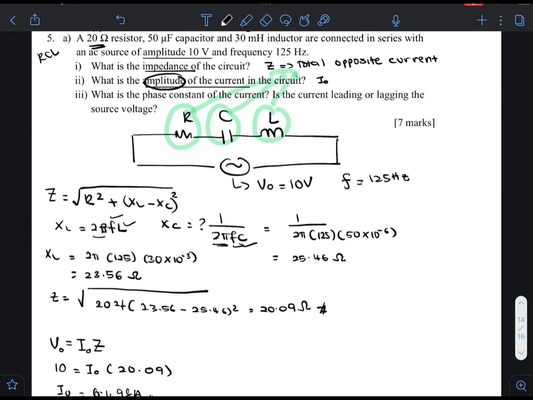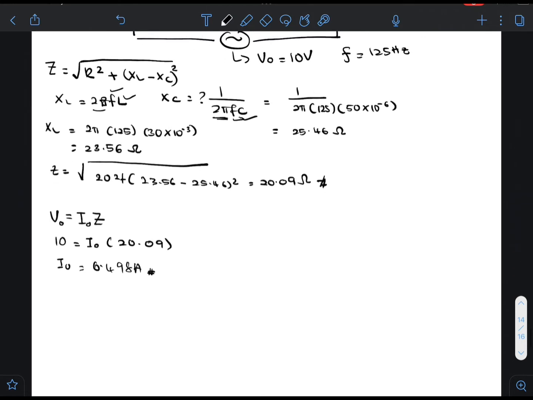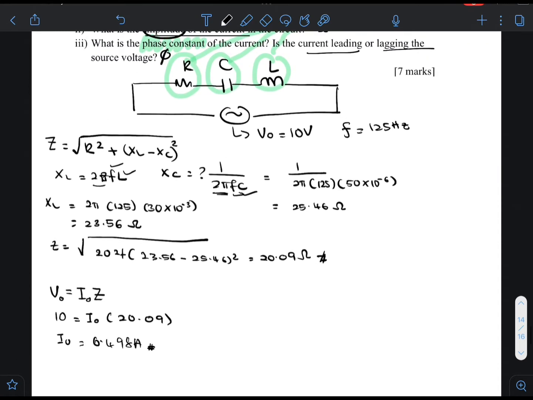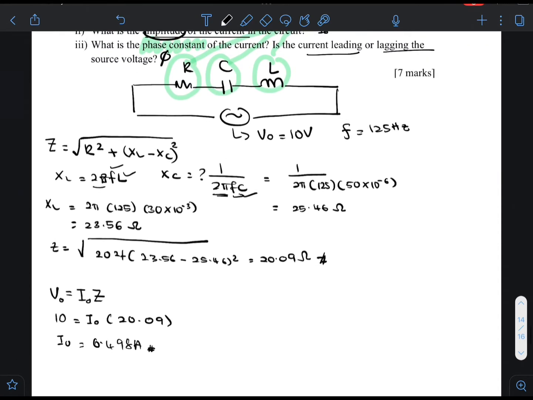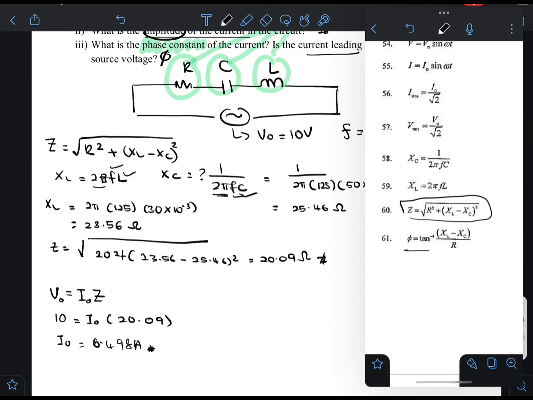And the next question here, what is the phase constant of the current? So soalan minta phase constant. Phase constant maksudnya kita nak cari nilai phi dekat sini. And then dia kata is the current leading or lagging the source voltage. So kita nak tentukan sekarang either dia akan lead ataupun lag the voltage. Okay, so in order to find the phi, untuk cari phi dekat sini, kita ada equation. Kita boleh rujuk juga list of formula. As you can see here, it is also given in the list of formula.